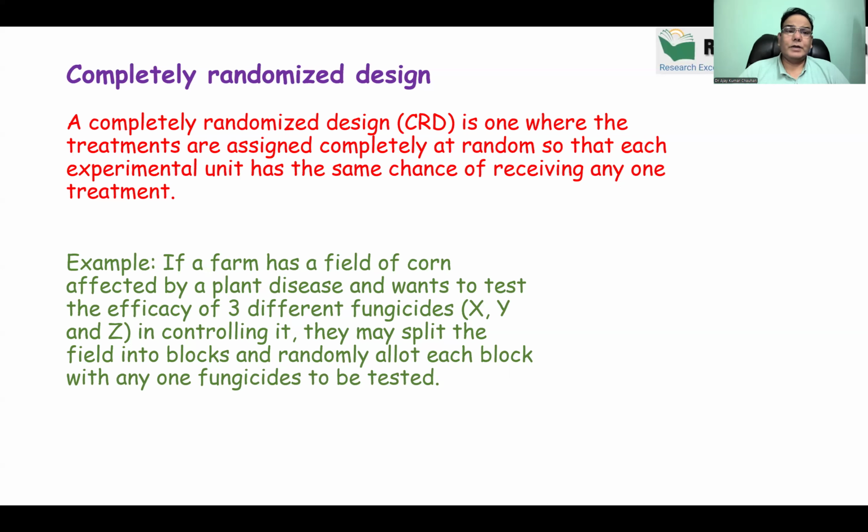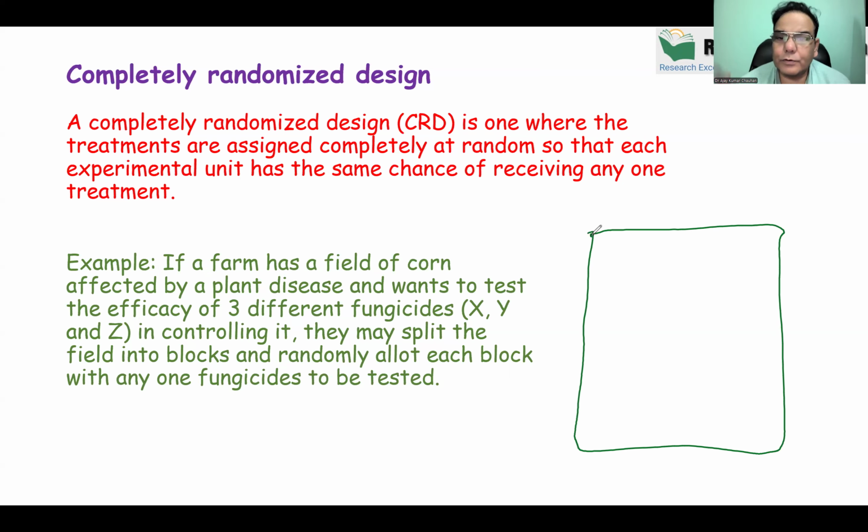Now the first is completely randomized design. Suppose I'm giving you one example. You are having a piece of agricultural land and you want to test which fertilizer is the best. So you are having the agricultural land and you are having X, Y, and Z fertilizer. So there are three fertilizers, you want to check which is the best.